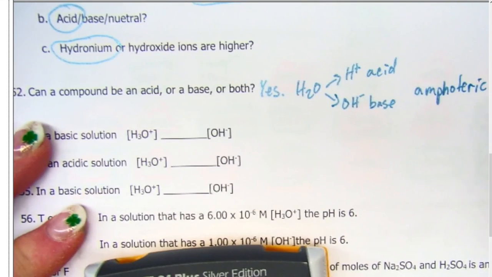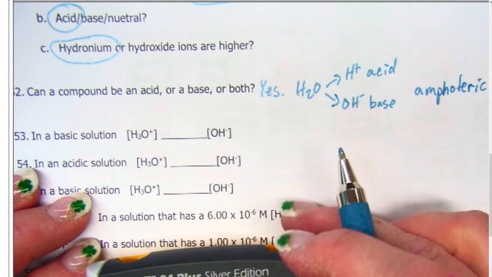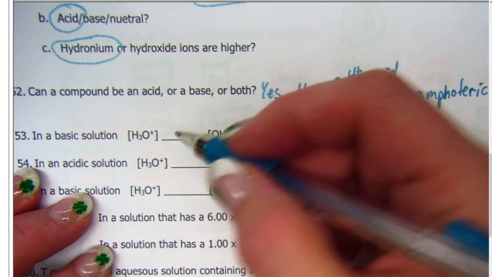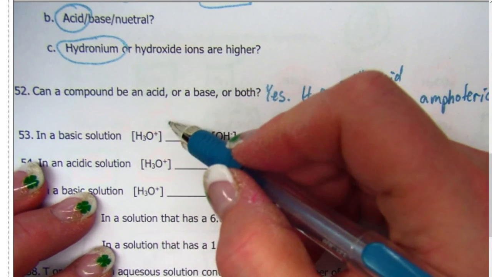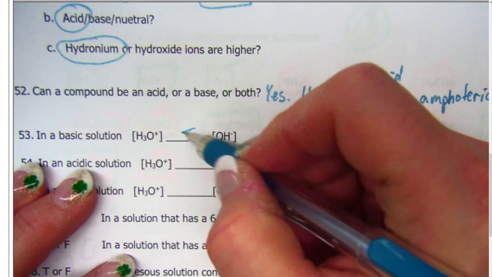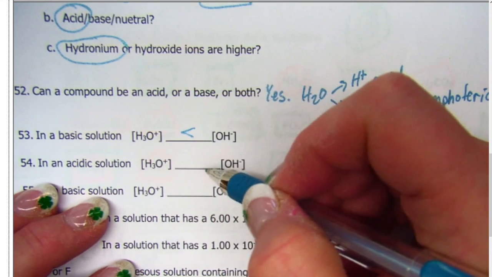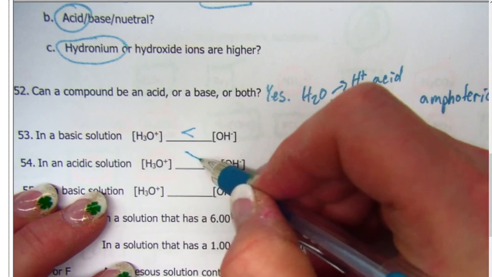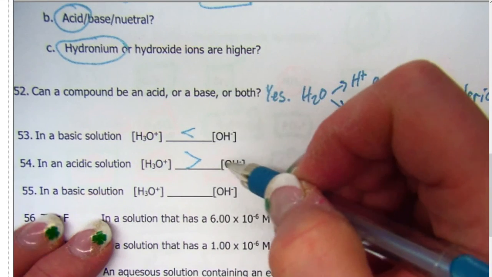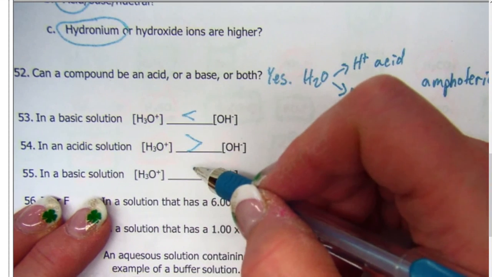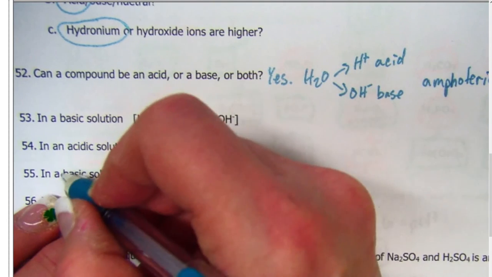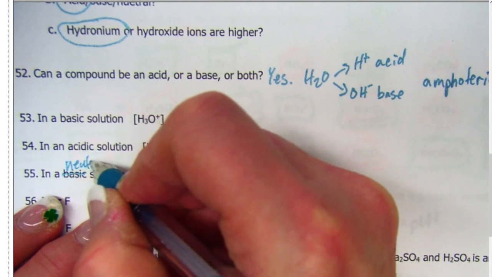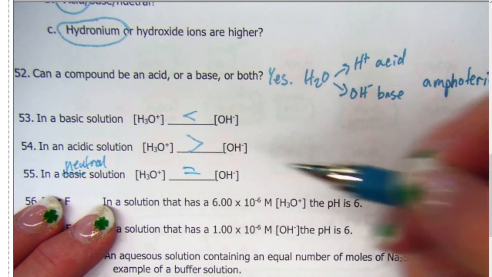So that substance is amphoteric. Okay, then it talks about some basic stuff here. A base has a greater concentration of hydroxide than hydrogen or hydronium ions. In an acid, you have more hydronium ions than hydroxide. In a basic solution, I did two basic, I should have said neutral. We'll change that to neutral solution, they're equal.